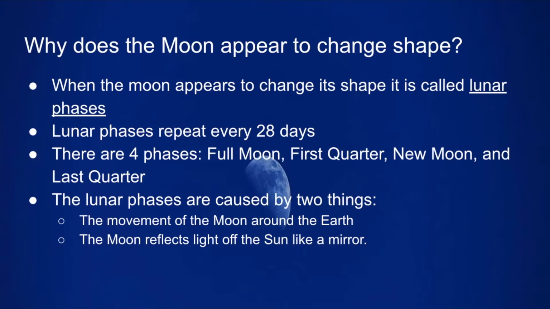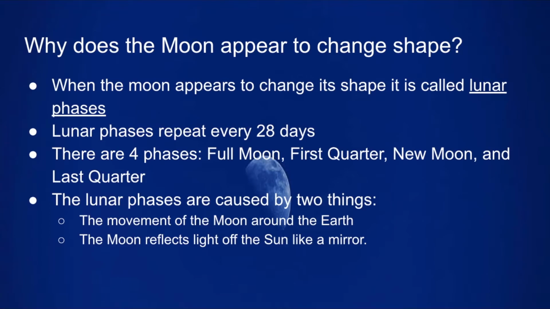And the lunar phases are caused by 2 things, one of them being the movement of the moon around the Earth in its orbit, and the other being that the moon actually reflects light off the sun like a mirror. So when we see the moon in the sky, the moon is just reflecting that sunlight that it's getting. So when we're looking in the sky and we see the moon, sometimes it appears very bright and sometimes it appears to be a little bit darker.